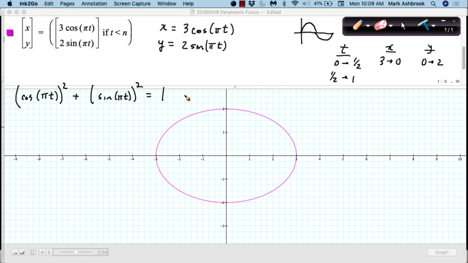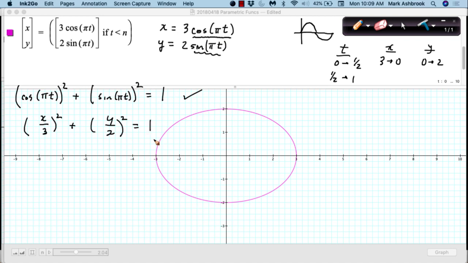How can we use this then to eliminate t and get it all in x and y? What does cosine pi over t equal? So in the first one, that'd be x over 3. Doesn't that equal x over 3? So I can rewrite this as x over 3 squared. And what does sine equal? Y over 2.